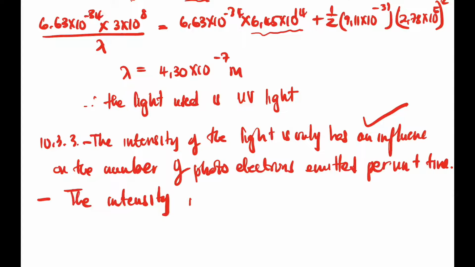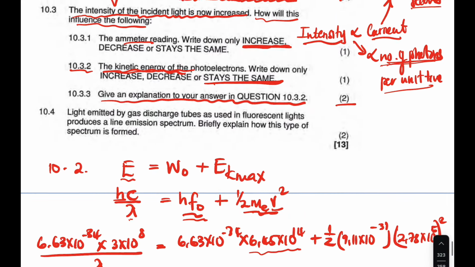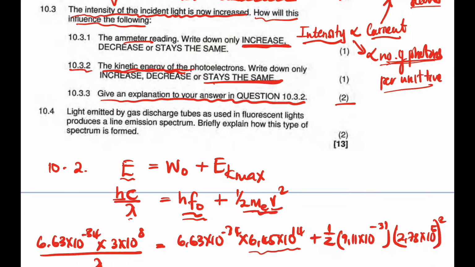The intensity of the light has no influence on the kinetic energy of the photons. Or you can say the only thing that influences the kinetic energy is the frequency, or the energy of the light when it's changed. Let's go to another question, the last question.